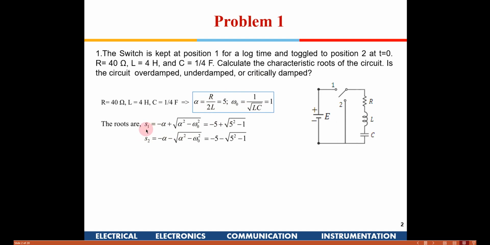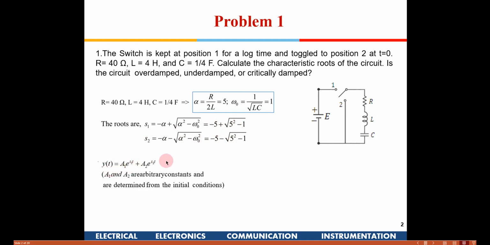Okay, so with that the roots are given by S1 is equal to minus alpha plus root of alpha square minus omega 0 square, and S2, the other root, is given by minus alpha minus root of alpha square minus omega 0 square. So this becomes plus and minus. So it's a quadratic equation, so you get two roots. Now if you see, the value within the root is 5 square minus 1, so the result of this root will be slightly smaller than 5. Same here. So you get two roots which are both negative, right? Since both roots are negative, and there is no imaginary part in S1 and S2, they are both going to give you negative real numbers.